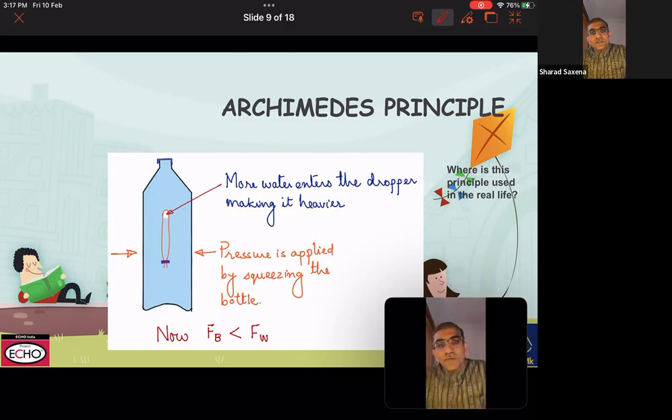Okay. Now, where is this used? I mean, why am I studying this? As a magic trick or something to excite the kids, it is good. Maybe to understand Archimedes' principle, it is good. But is it used somewhere in real life? Any idea?